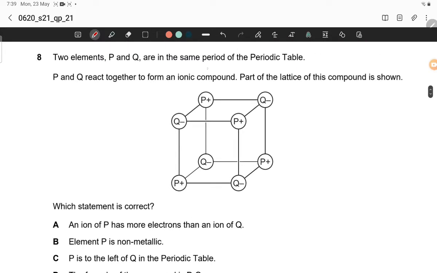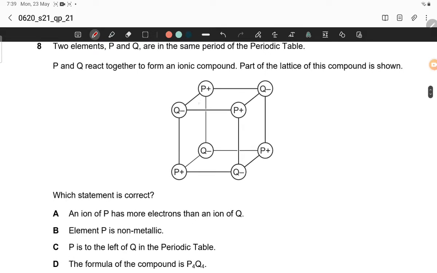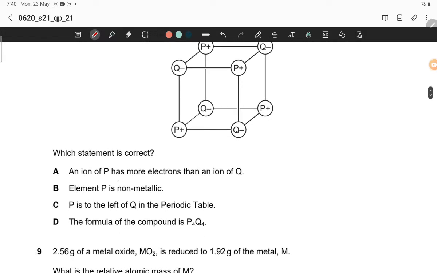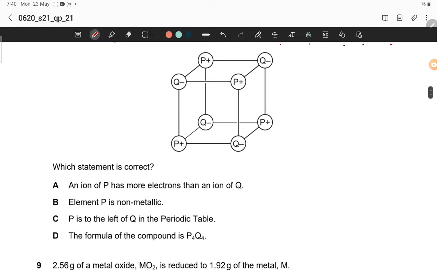Two elements P and Q are in the same period of the periodic table. P and Q react together to form an ionic compound. Part of the lattice of this compound is shown. Which statement is correct? An ion of P has more electrons than an ion of Q. P carries a positive charge and Q carries a negative charge.